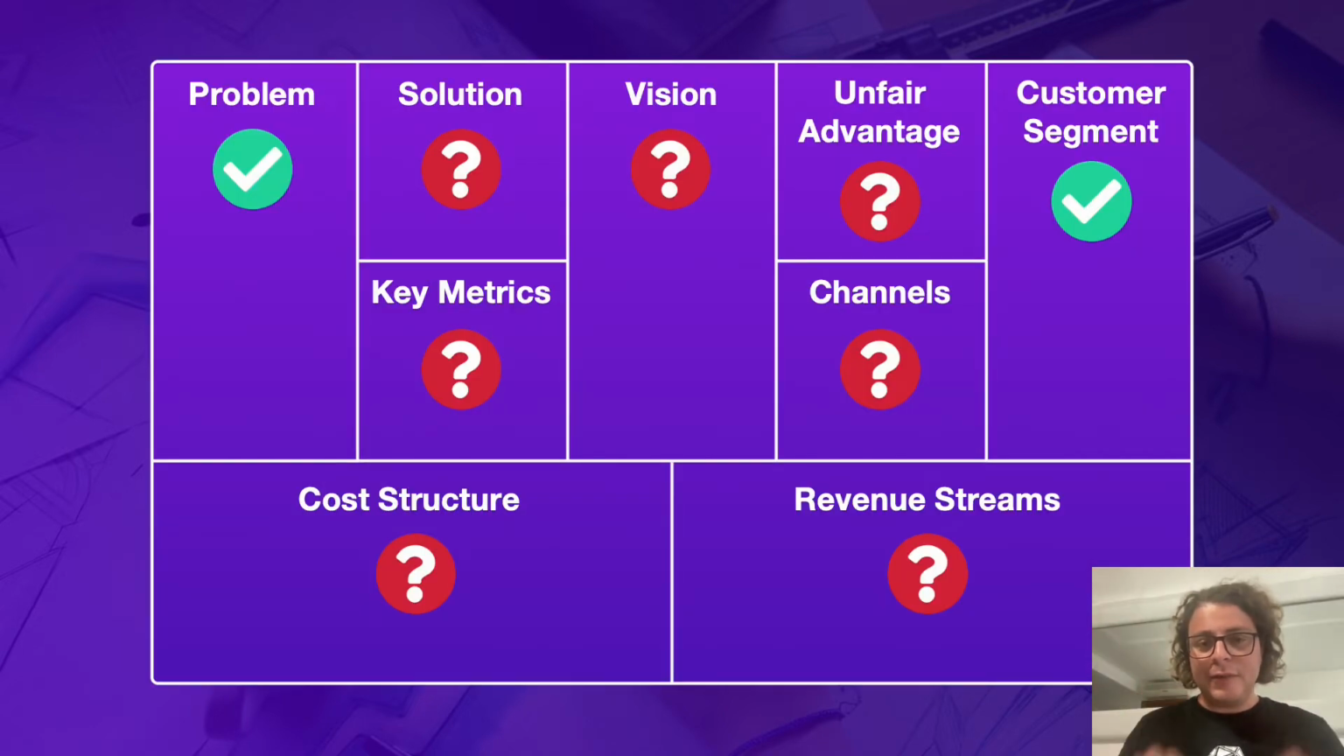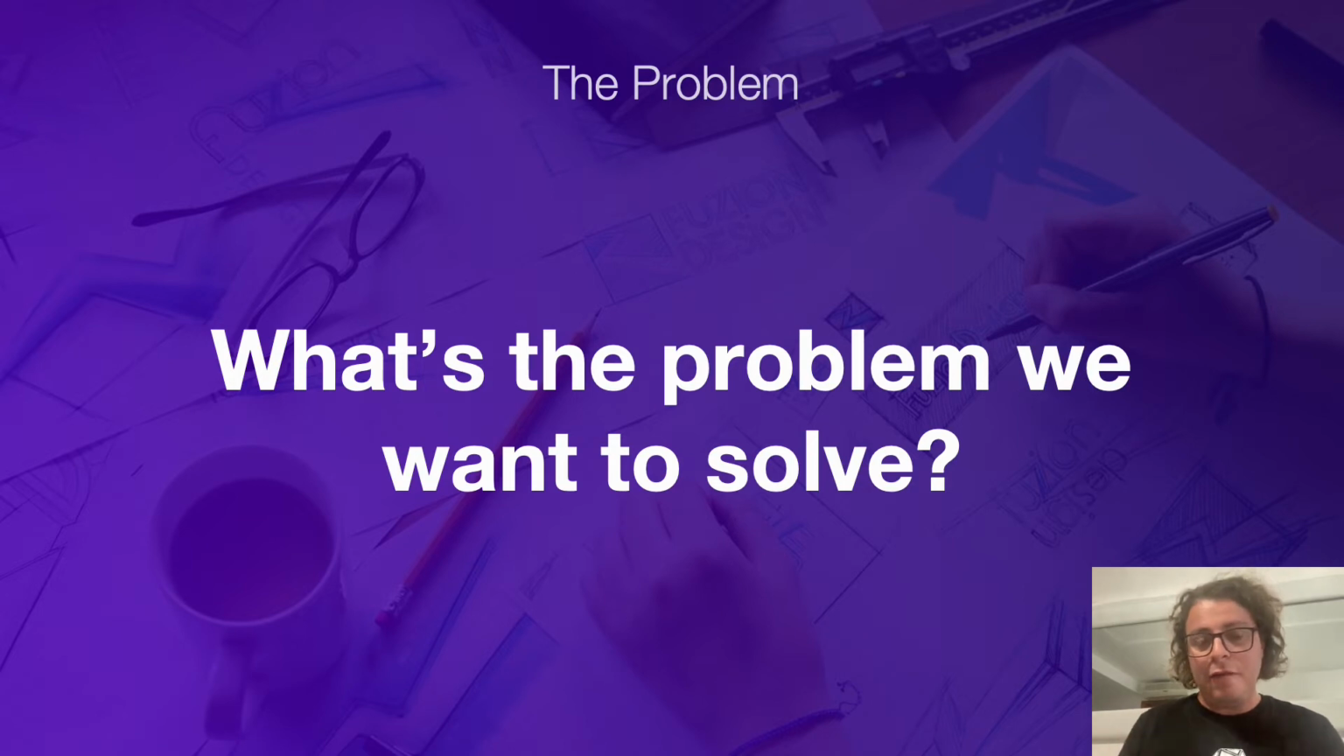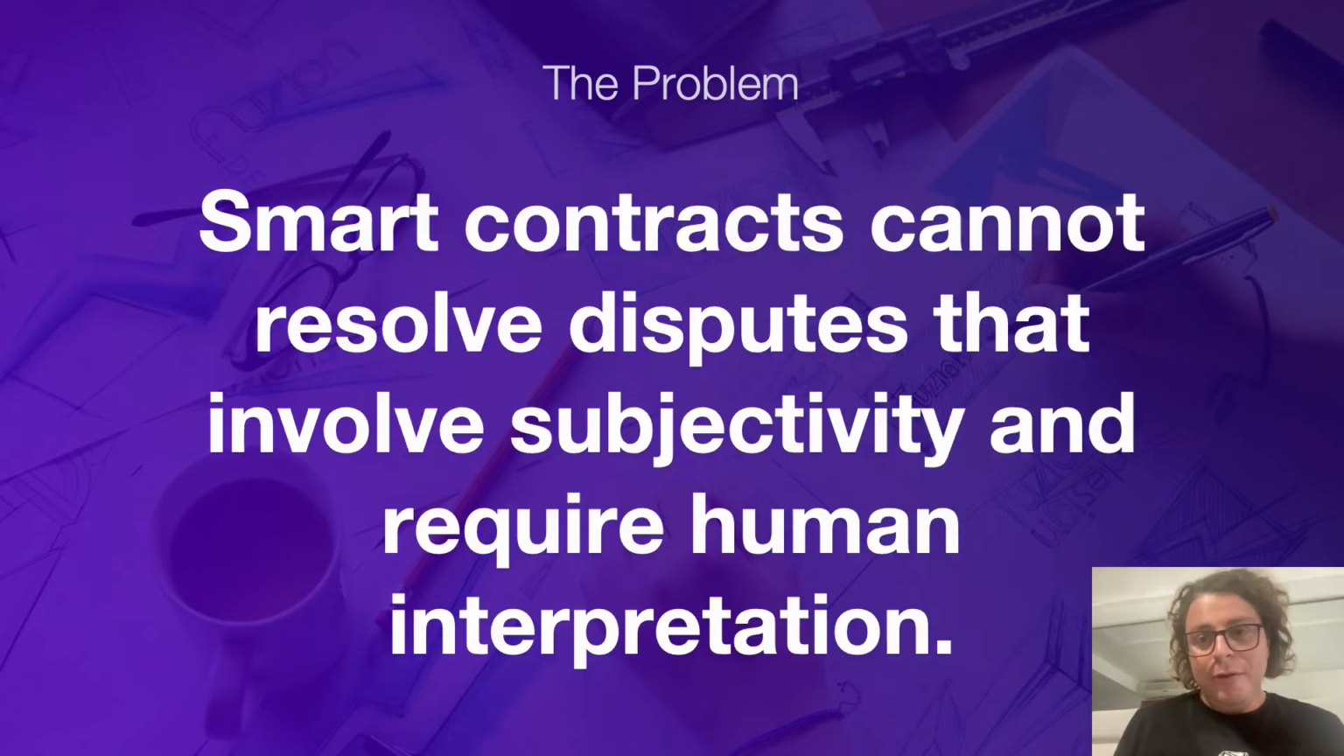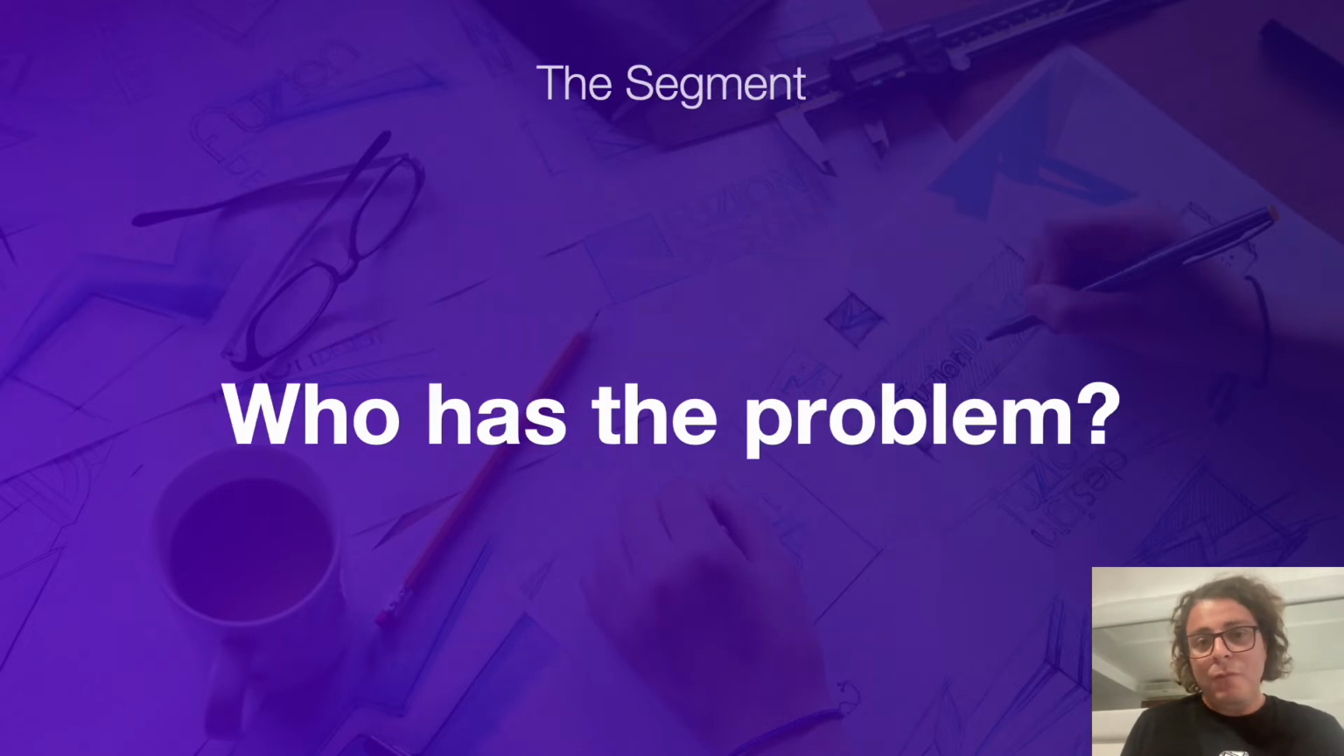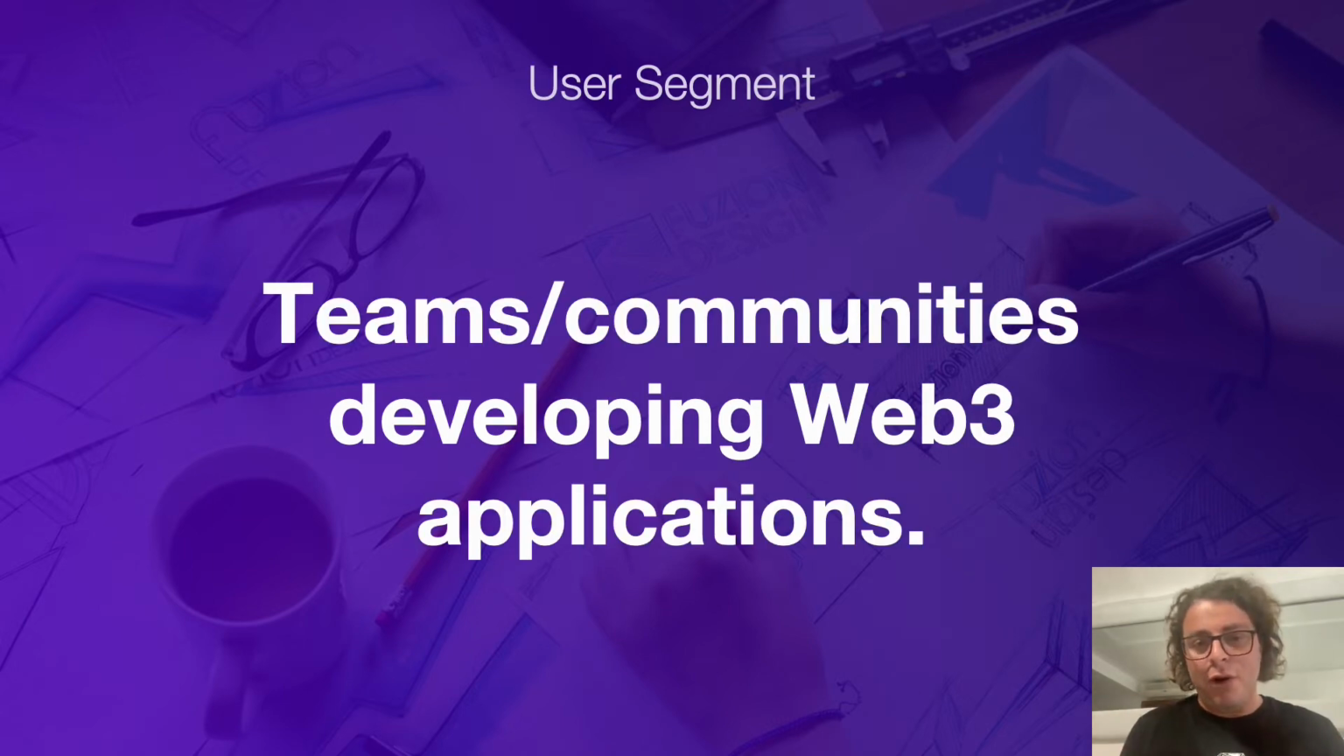The first questions to answer are on the two sides of the canvas. So it's the problem that you want to solve with your protocol and the customer segment for this problem. So first question, ask yourself, what is the problem we want to solve? In the case of Kleros, smart contracts cannot resolve disputes that involve some subjectivity and require human interpretation. And what is the segment that has this problem? In Kleros, it's teams and communities who are developing Web3 applications, right? So you should see how to fill these answers in your own idea and in your own project.